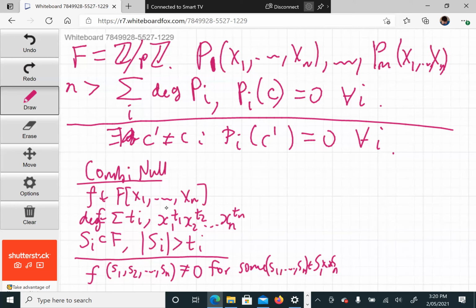When you say c, is that like? Yeah, c is like a tuple. Wait, hold on. So n greater than the sum of the degrees of the p_i.